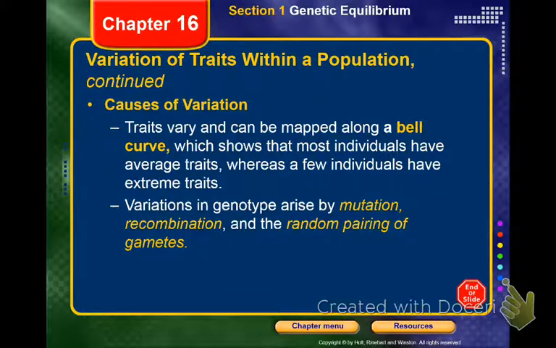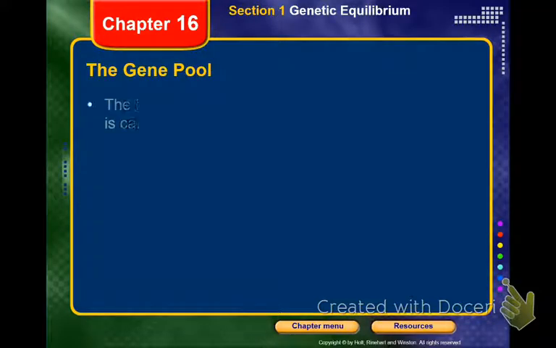And we can have different things that will cause changes in that distribution: random mutations, recombination, which is crossing over, and then the random pairing of gametes, because each egg and each sperm does not carry exactly the same genetic combination from the parent. So when you have different egg and different sperm coming together, you get a different offspring. And that's because of crossing over, and you remember that from meiosis.